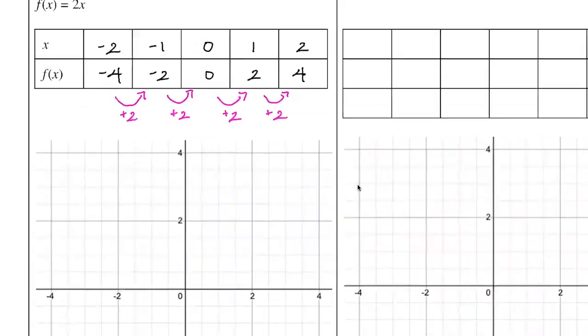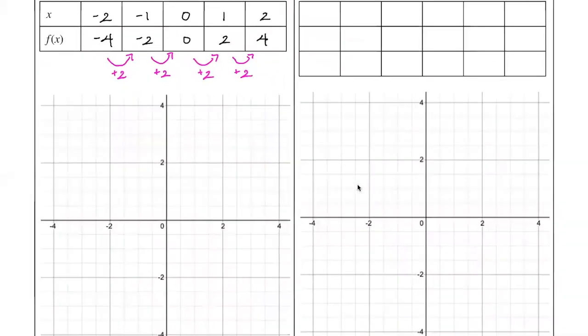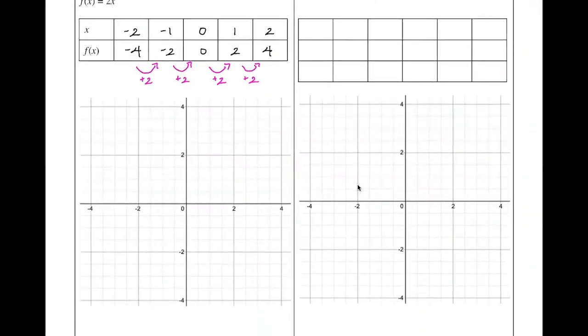So let's go ahead and plot these points, all right? So if you were able to print this out or put it on a tablet, you've got your grid right here. If you are handwriting this, no big deal how neat it is, as long as you can interpret your notes, okay? So we're going to start by plotting -2, -4, which is going to be all the way down here, right? And then we're going to plot -1, -2, 0, 0, 1, 2, and 2, 4.